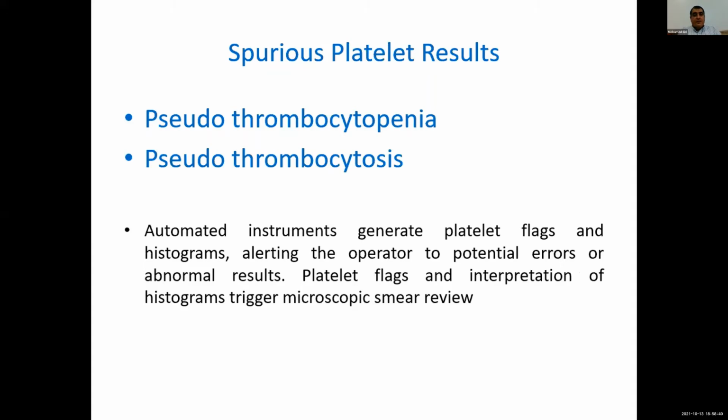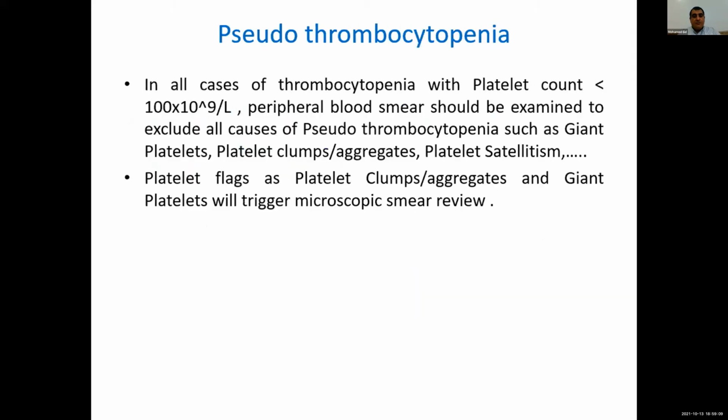Okay, thank you. For spurious platelet results, as I mentioned, we have two common conditions: pseudothrombocytopenia and pseudothrombocytosis. Automated instruments generate platelet flags and histograms, alerting the operator to potential errors or abnormal results. Platelet flags and interpretation of histograms trigger microscopic smear review.